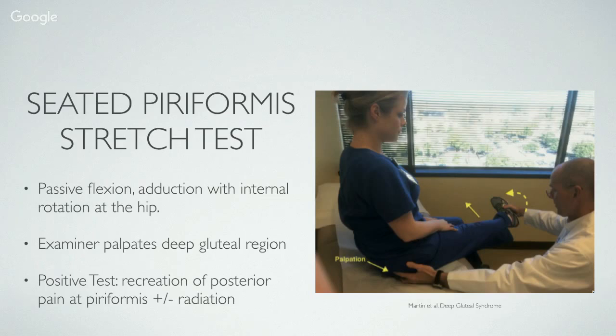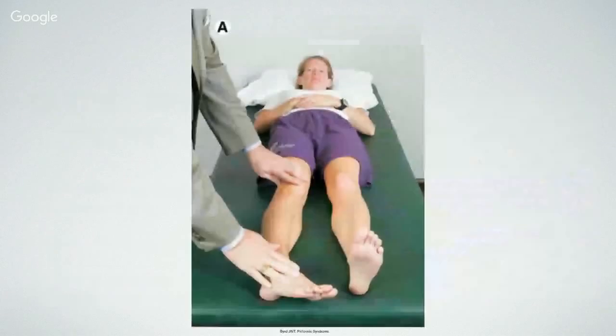So out of those 23 patients with the sciatic nerve entrapment, 12 of them had a positive seated piriformis stretch test. This is just another variation of the exam. You can do it with a patient lying supine.